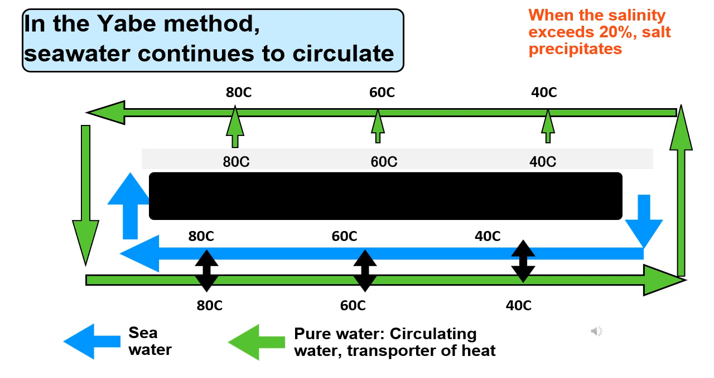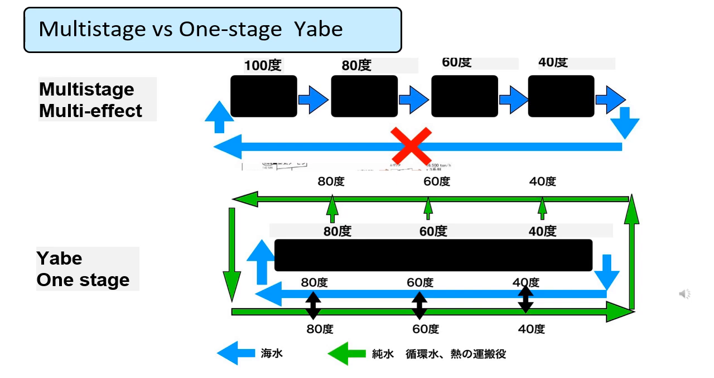Then the salt concentration in the device increases steadily. Salt is only 20% soluble in water, so salt that exceeds 20% precipitates to the bottom of the water as shown in the photo on the upper right. When this happens, all you have to do is scoop out the salt. Compare the two methods in the figure to see the difference between the multistage method and the Yabe method. Take a moment to stare at this diagram. The upper part is the multistage method, and the lower part is the Yabe method, and it is a one-stage method that has the same function as the multistage.